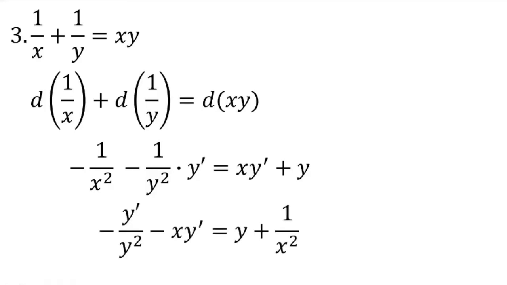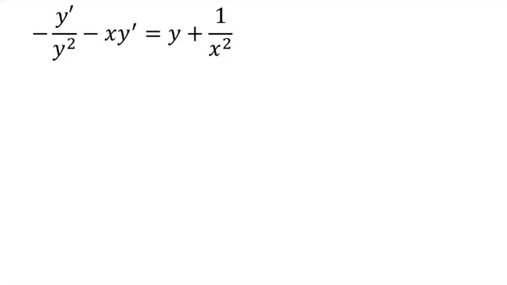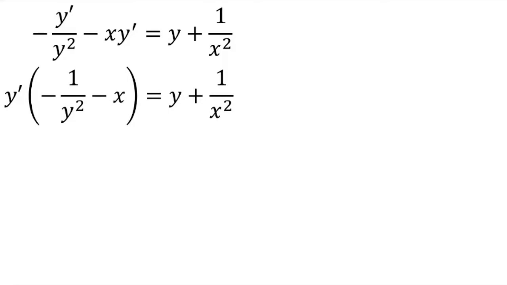So it will become negative y prime over y squared minus xy prime equals y plus 1 over x squared. So nasundan ba? Itong y squared, multiply nito sa 1. Kaya naging negative y squared over y squared. Okay? Negative y prime over y squared minus xy prime equals y plus 1 over x squared. Factor out y prime, so that became negative 1 over y squared minus x equals y plus 1 over x squared.